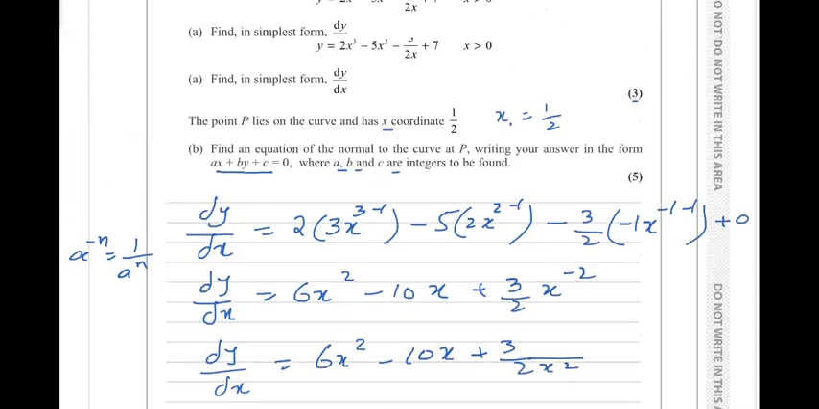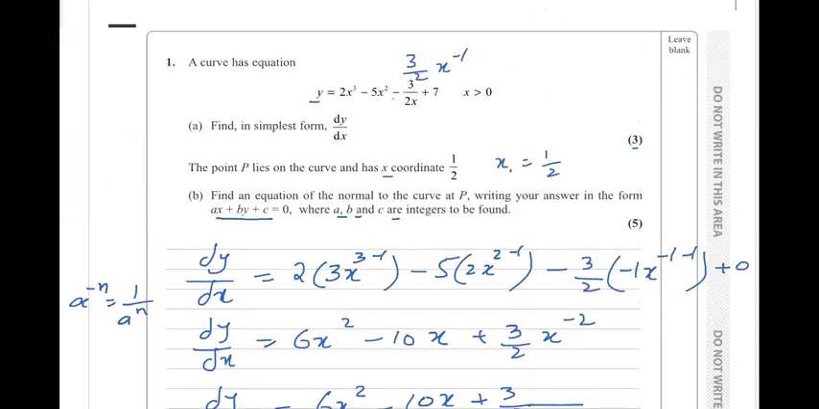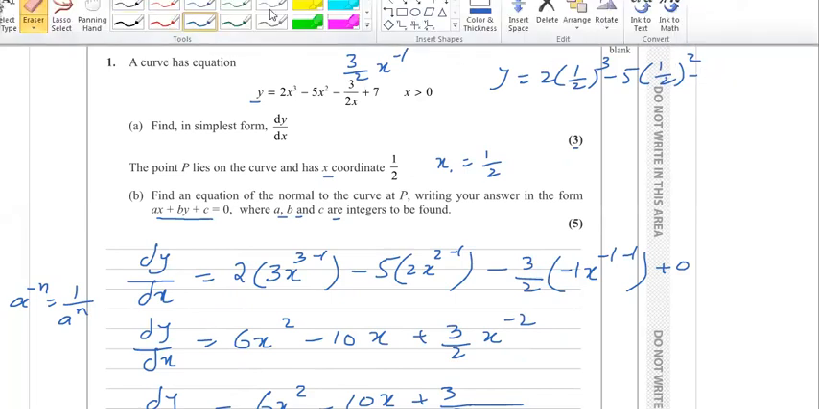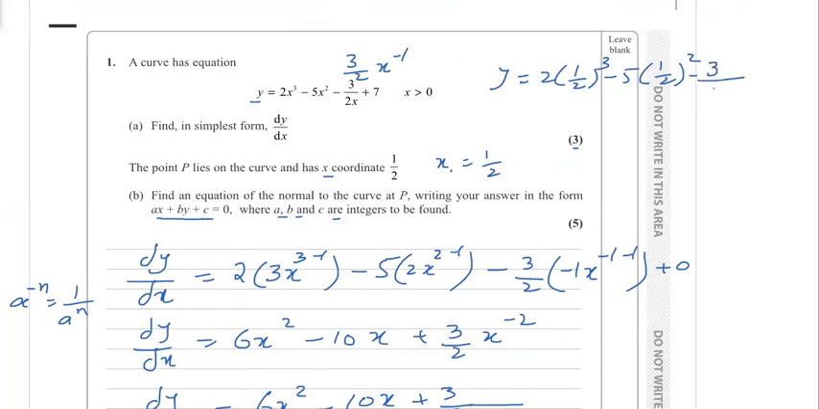So this value of x, if I put it in the given equation, I can get the value of y also, that will be y1. So let's put the value in. I can get y equal to 2 into (1/2) cubed minus 5 into (1/2) squared minus 3/2 into 3/2, it is, 3/2 into 1/2 plus 7.